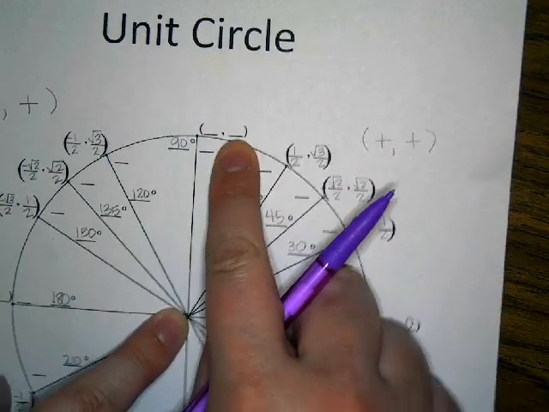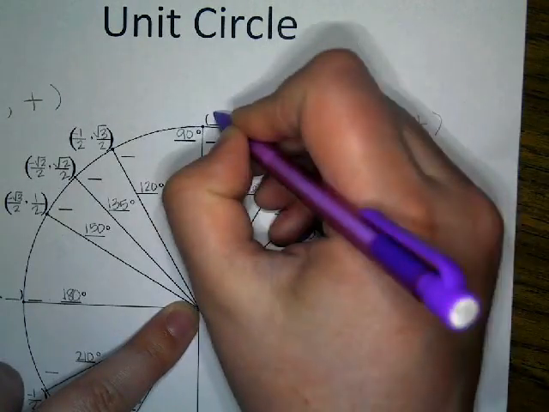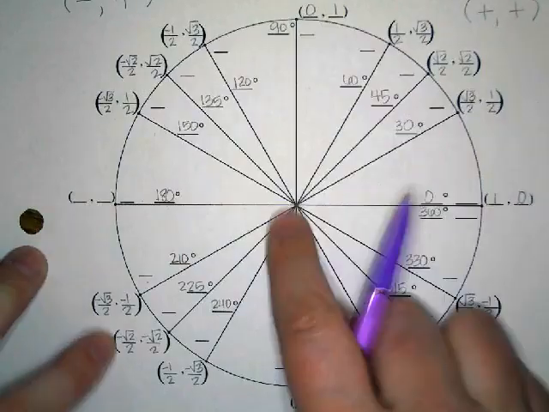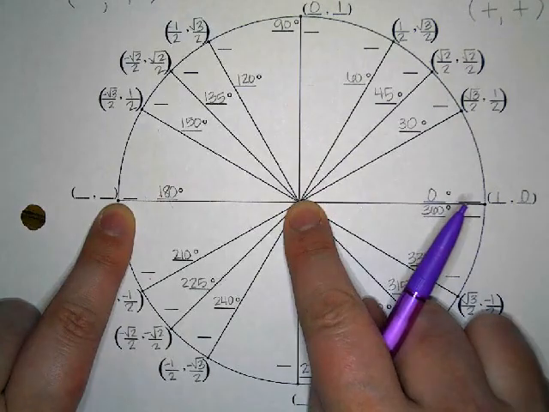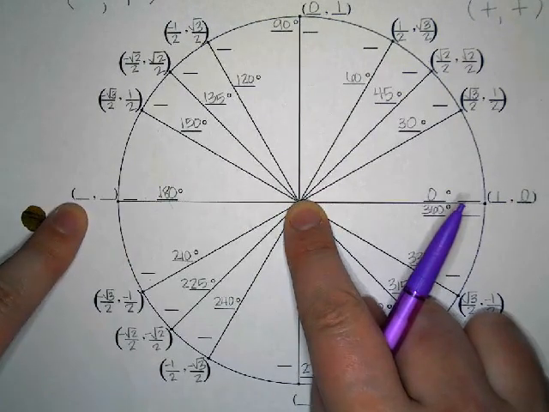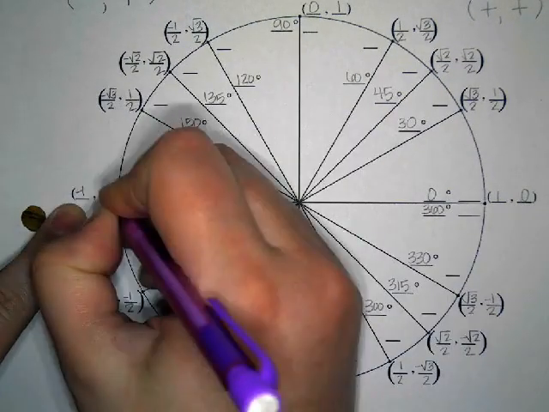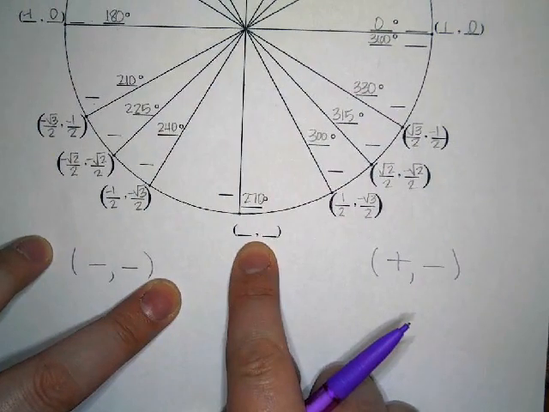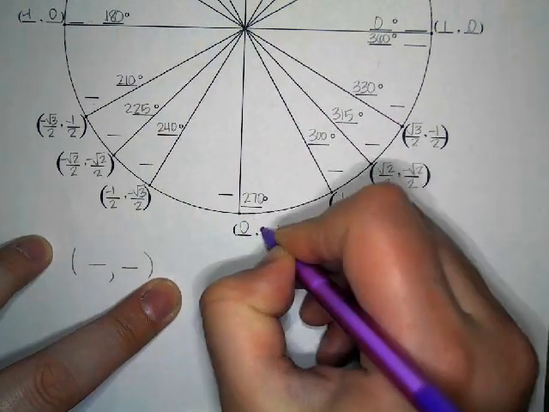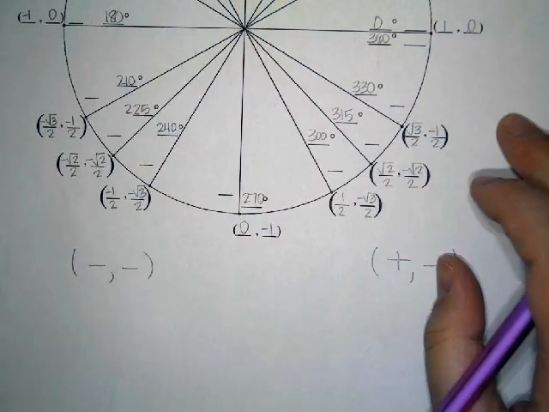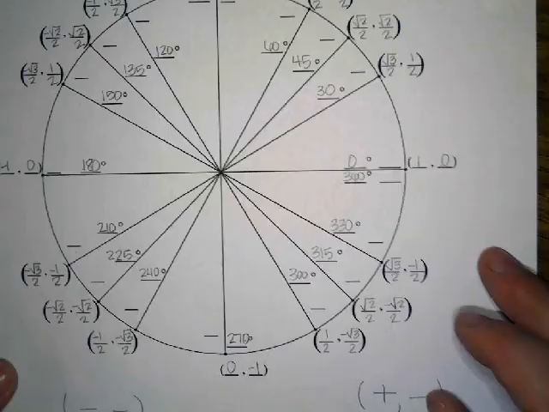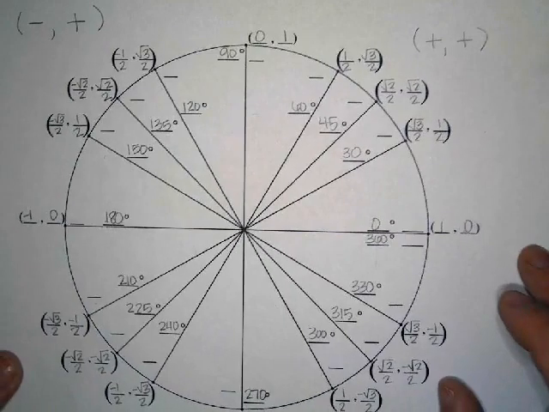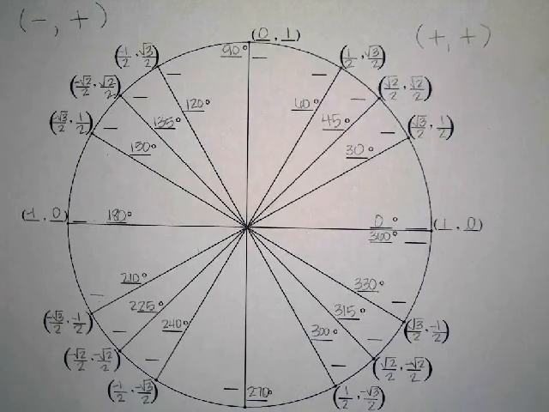Okay. This is a radius of 1. So what should this point be? Negative 1, 0. Okay. This is a radius of 1, so what should this point be? 0, negative 1. Okay. All right. How do you guys feel about the numbers that we've filled in so far? We're feeling okay? All right.